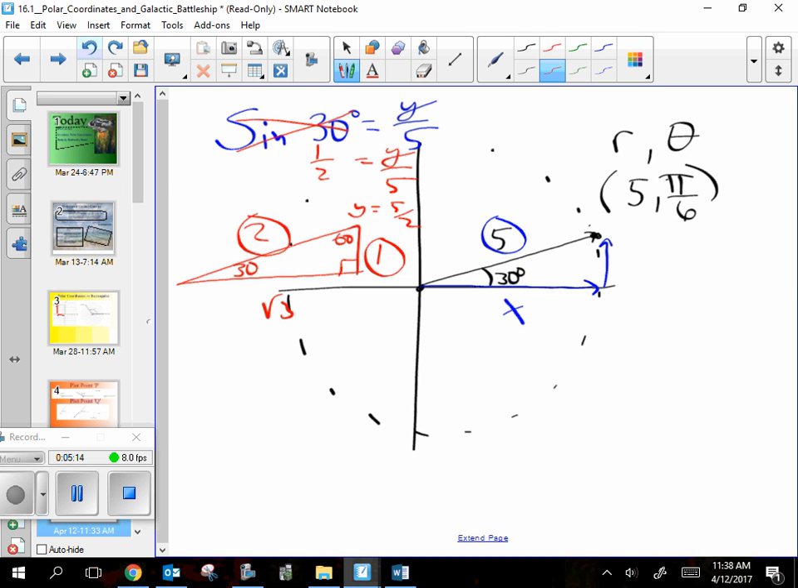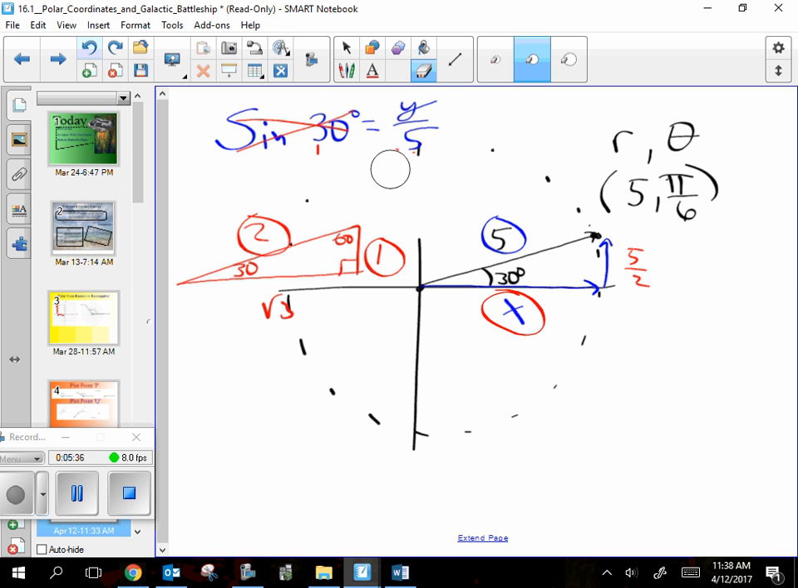It was 5 over 2. Figure out how big x is. You can do that in a couple different ways. You could do a trig equation like I just did, except it wouldn't be sine of 30. Figure out x with either a trig equation or by using what you know about the 30, 60, 90 triangle.